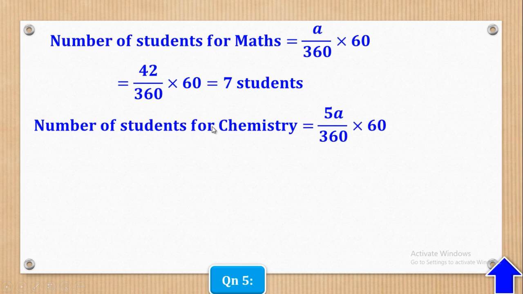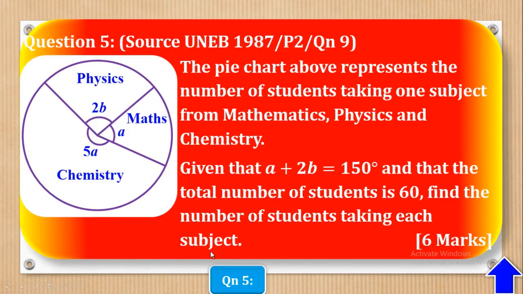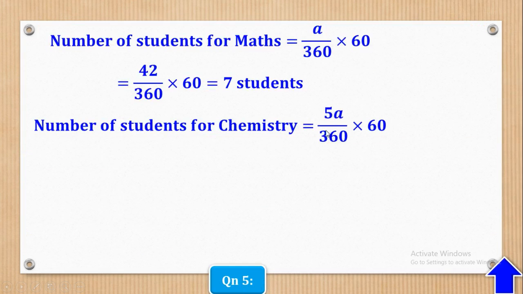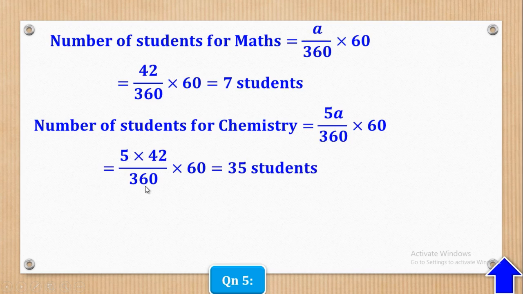What about the number of students for chemistry? Number of students for chemistry is represented by 5A. So chemistry will be 5A over 360 times 60, to come up with 5 times 42 over 360 times 60, which gives 35 students.